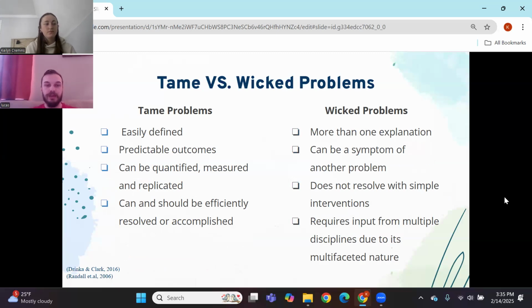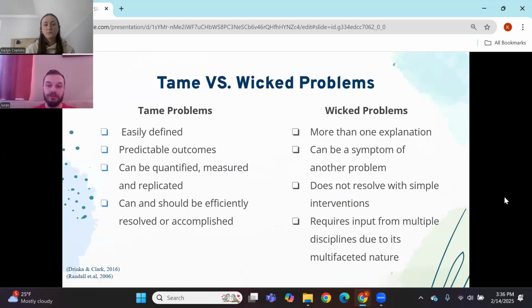And there can be tame and wicked problems within a team. Tame problems refer to easily defined ones. They have predictable outcomes. They can be quantified, measured, and replicated, and they can and should be efficiently resolved or accomplished. Wicked problems, on the other hand, may have more than one explanation. They can be a symptom of another problem. They don't resolve with simple interventions, and they require input from multiple disciplines due to their multifaceted nature.